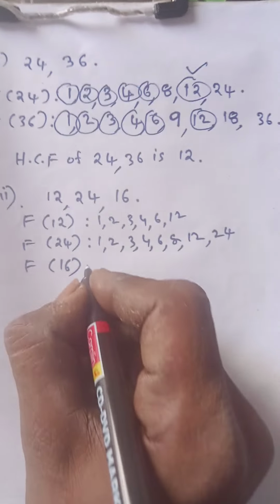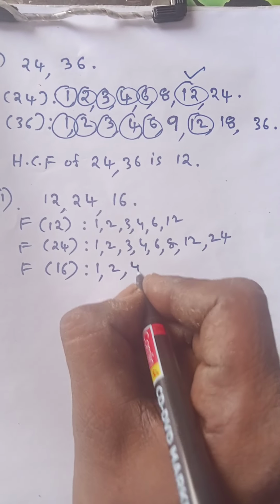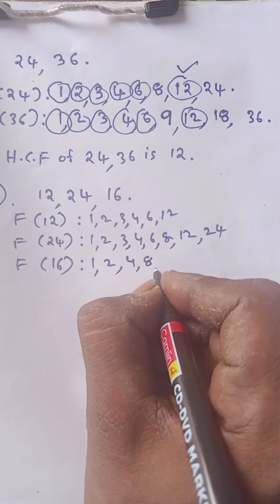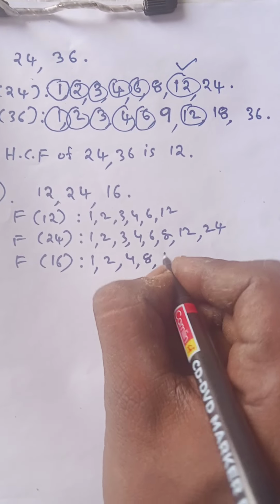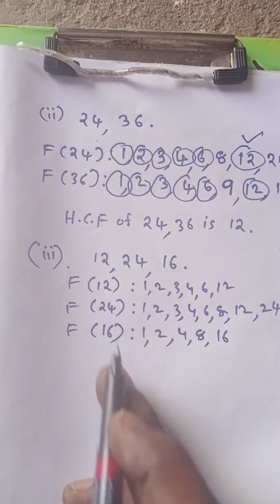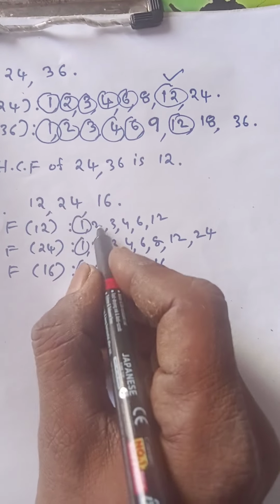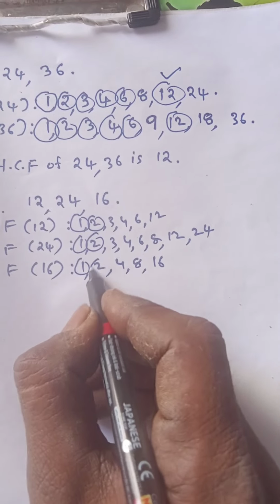And factors of 16: it will divide by one table, two table, four table, eight table, and then by itself, 16 only. So I have written all the factors of the given three numbers, and to identify the common factors, we just need to round off the common factors.